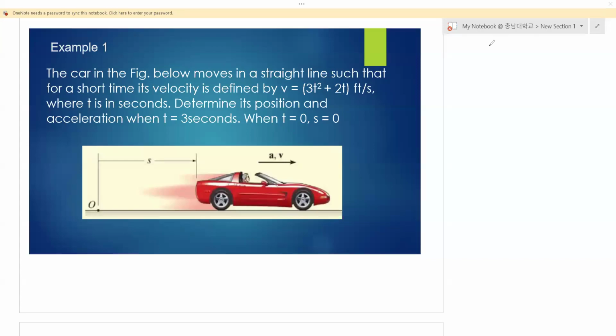Now, let's look at example one. The car in the figure below moves in a straight line such that for a short time, its velocity is defined by the equation 3t squared plus 2t, in feet per second, where t is in seconds. Determine its position and acceleration when t is 3 seconds. So that's what the question wants.